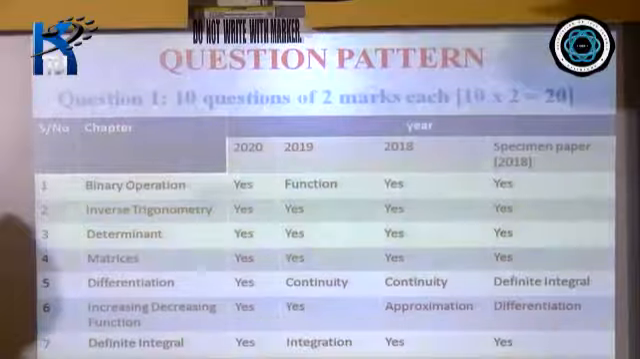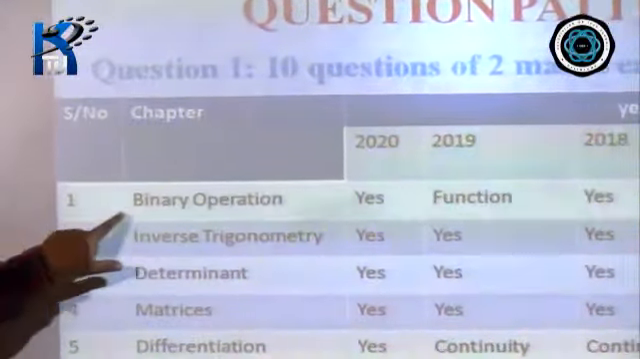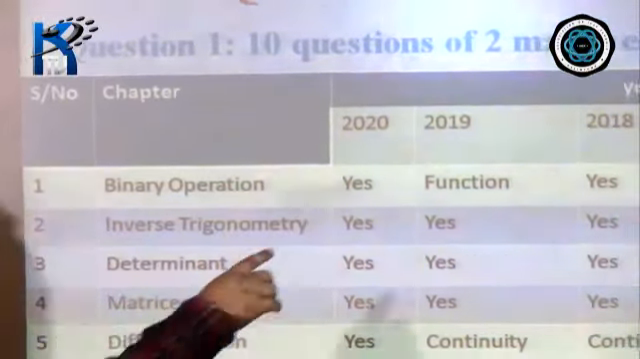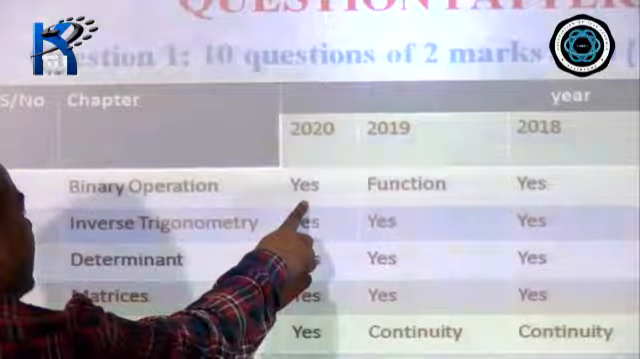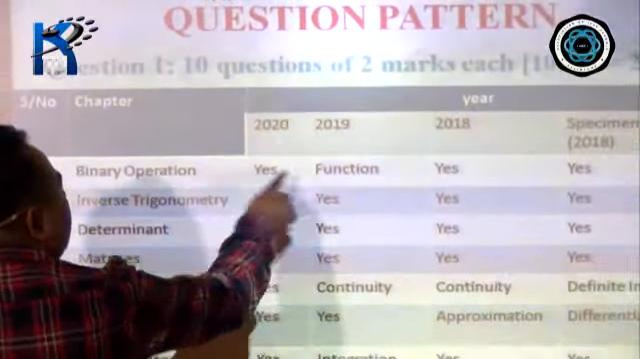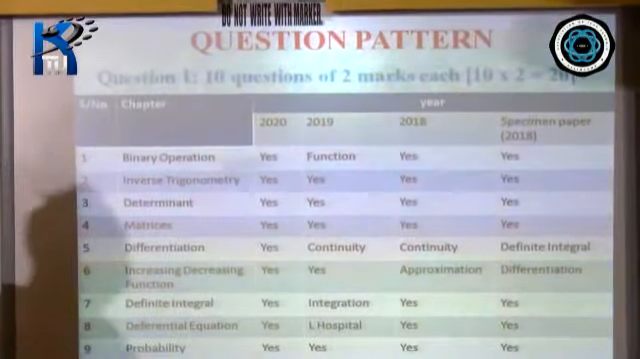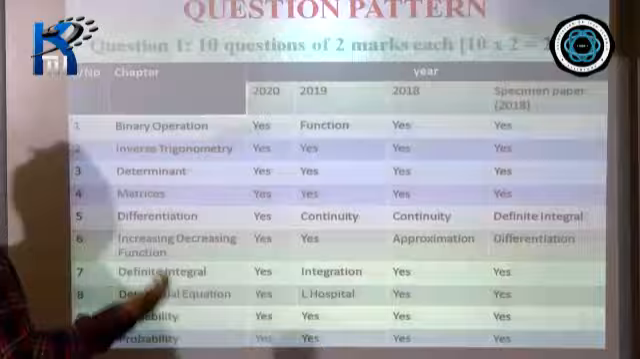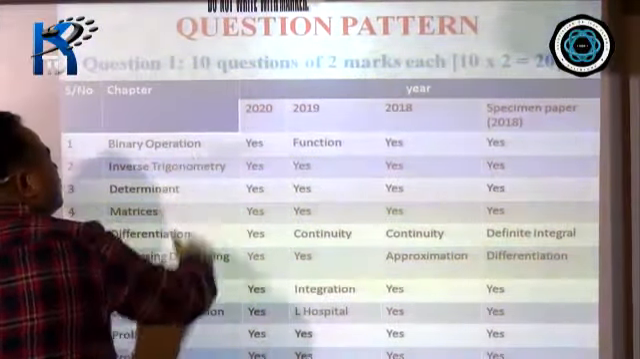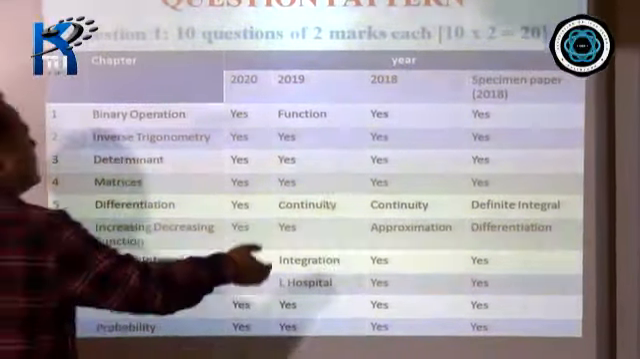So, for instance, I'll give you an example. Look at this. Question number 1, it's a chapter on binary operation, 2 marks. Yes, in 2020, you got a question on binary operation. But in 2019, you got a question on function. Didn't I tell you in the previous case? That means every alternate year you either get a binary operation or a function. And again in 2018, you got a question on binary operation. So you can easily predict. That means in 2021, the most probable is function.